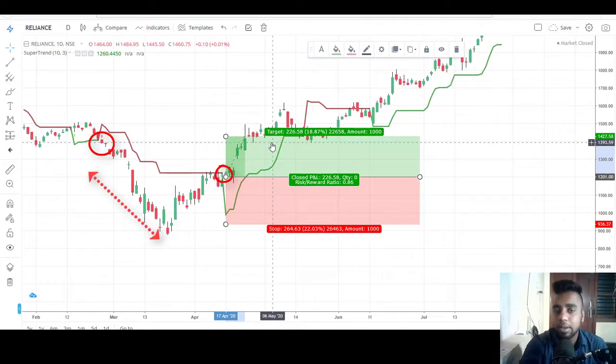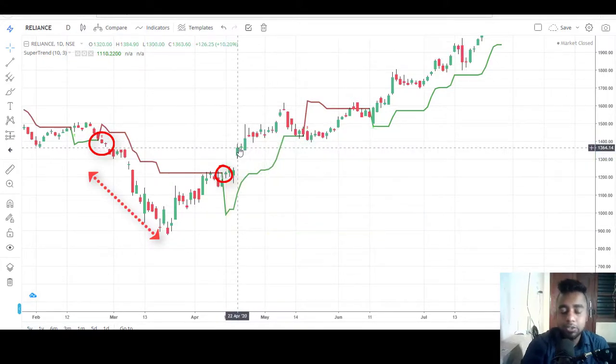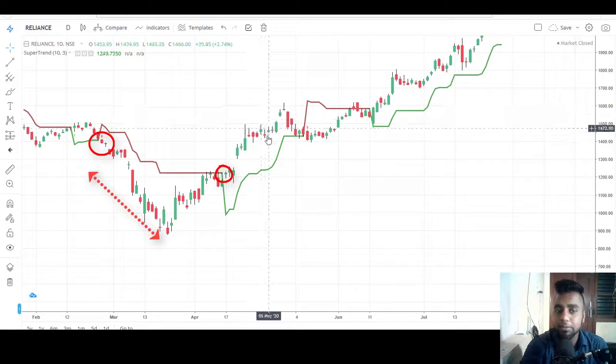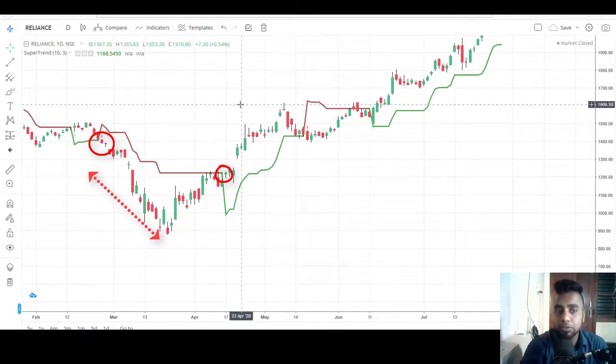So this is how the SuperTrend indicator works. The SuperTrend indicator can be applied on a 15 minute time frame, 30 minute time frame, an hour time frame, or a weekly time frame, or daily time frame. When I'm trading, I always change the parameters, because I always look for a long-term trend. I'm not interested in a short-term trend. I want to go for the long term.